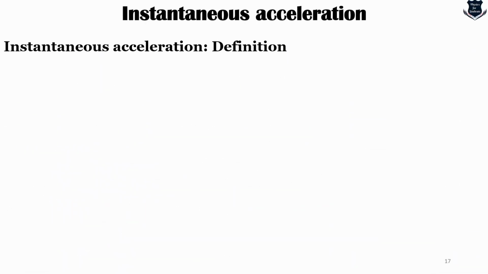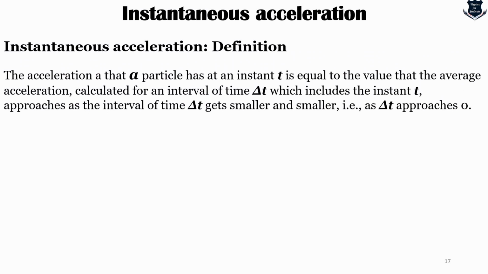What is important is the definition of instantaneous acceleration. So if there is a particle A at an instant t, the instantaneous acceleration, remember, is equal to the value that the average acceleration, calculated for an interval delta t which includes the instant t, approaches as the interval delta t gets smaller and smaller, as it approaches 0.